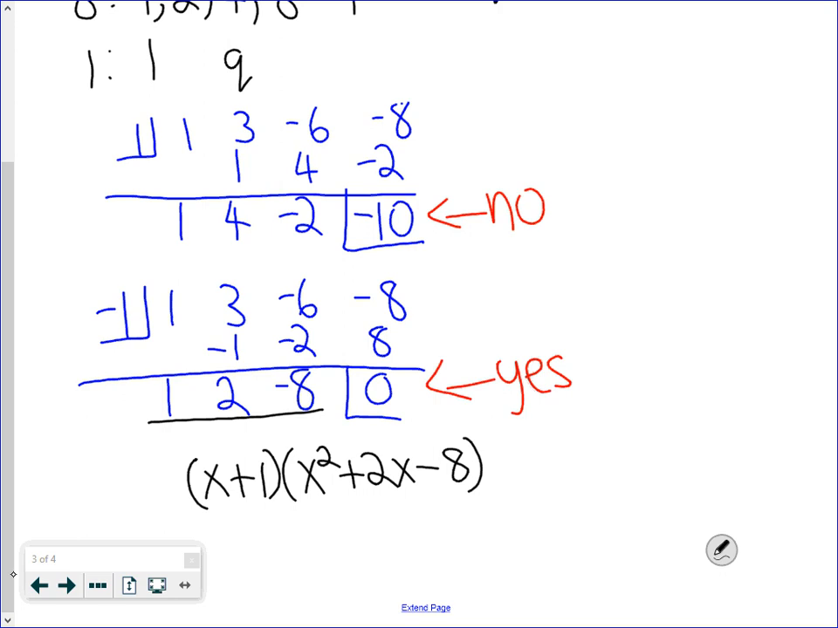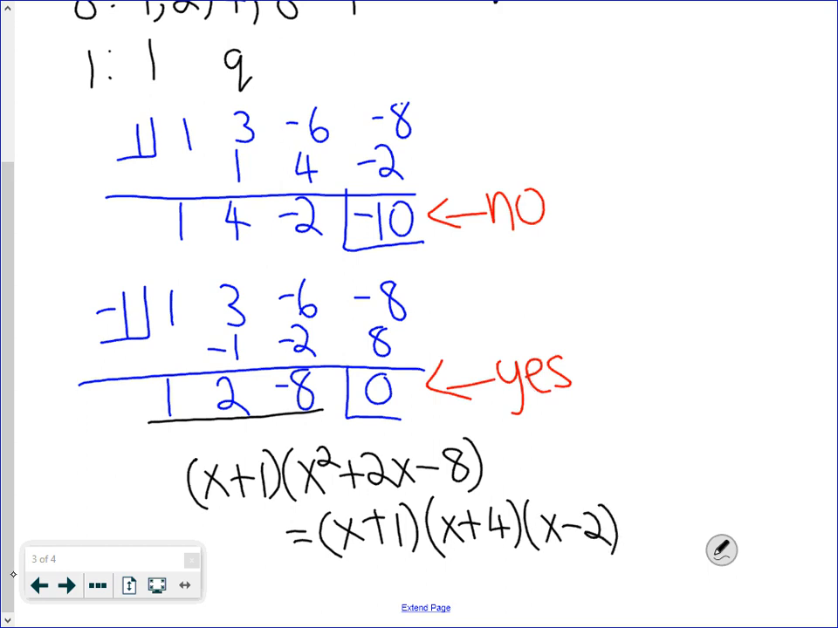Okay, so I can factor this even more. I'm trying to think of what two numbers multiply to -8 and add up to +2. That would be +4 and -2. So I get x plus 4 and x minus 2.